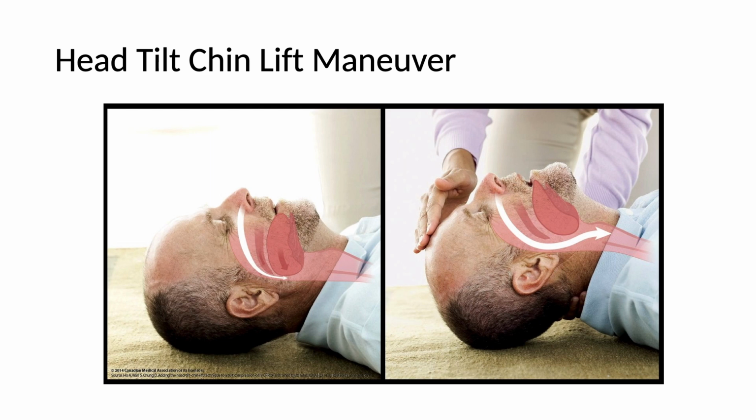Whereas by just tilting his forehead back and his chin up a little bit, that movement pulls the tongue off the back of the throat, and much more air can naturally be delivered into the trachea and help with oxygenation and ventilation for him. Now, of course, with the head tilt chin lift, you need to be careful in any patients who might have a suspected C-spine injury, so this is not recommended in our trauma patients.